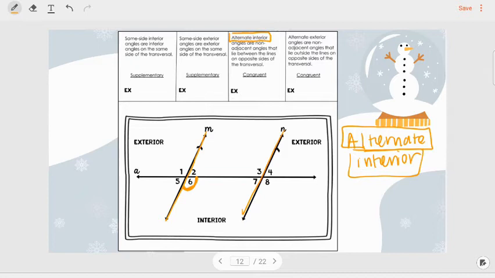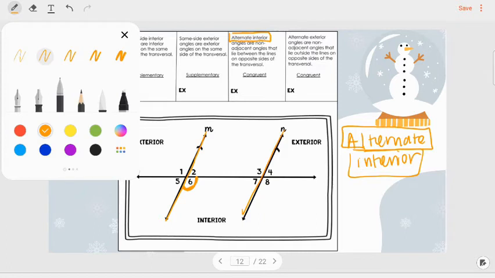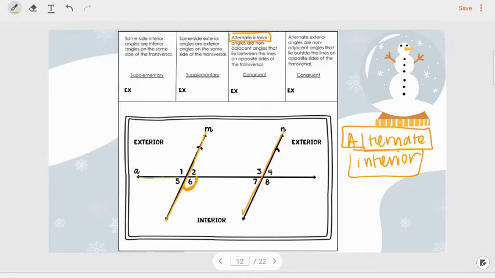Now, alternate interior. I need another angle that's on the inside, but it is not two things. Not on the same side as this line, so 7 is out. And it also cannot be on the same intersection as 6. So angle 2 is out, because even though it's on the opposite side of this line, it's still on this intersection right here. And when I say intersection, I mean where those two lines cross. So my only other option is 3. So alternate interior angles are angle 6 and angle 3.